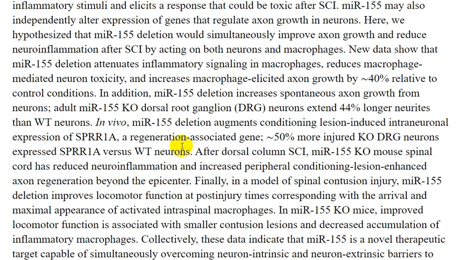Deletion increases the macrophage effect, as shown by axon growth 45% relative to the control condition. In addition, miR-155 deletion decreases the spontaneous axon growth from the neuron after the injury.